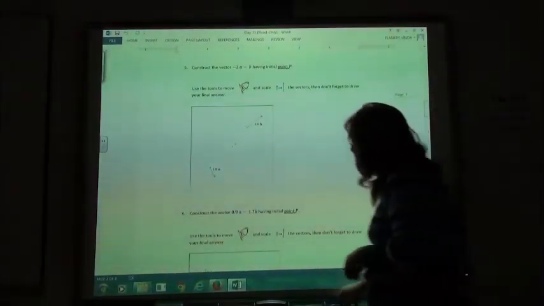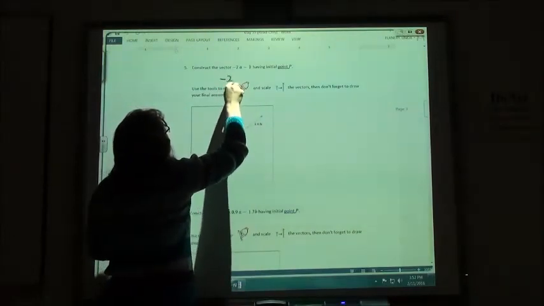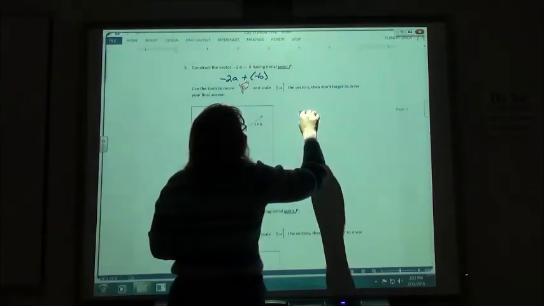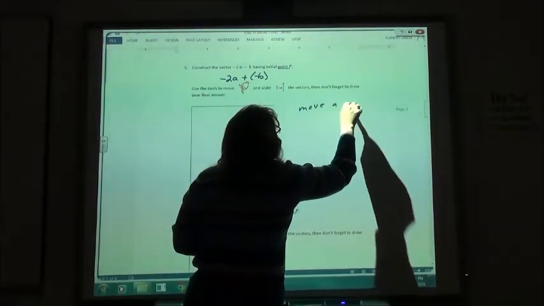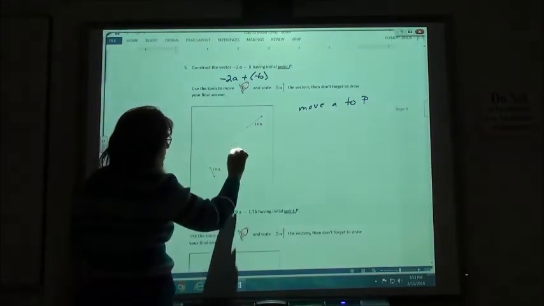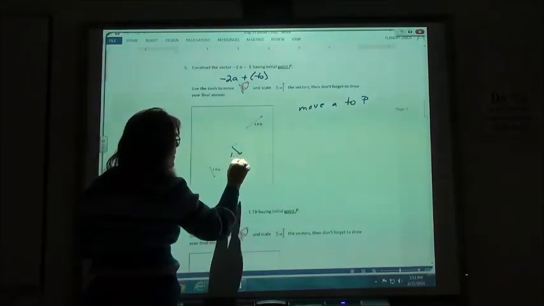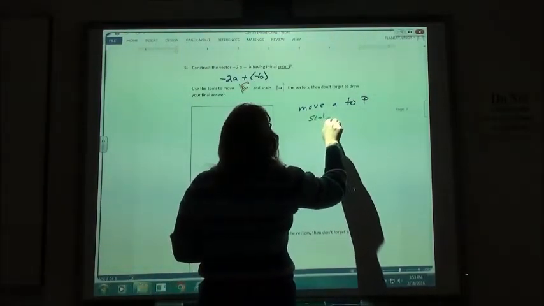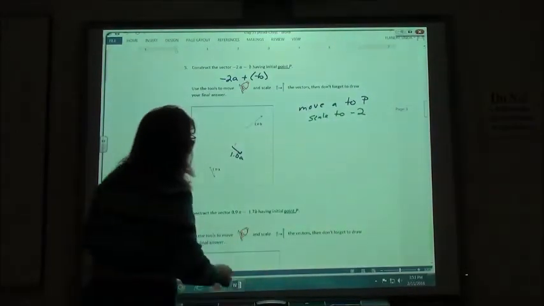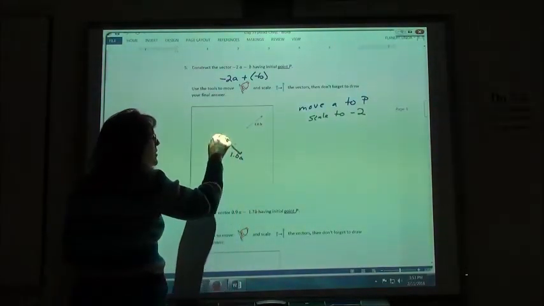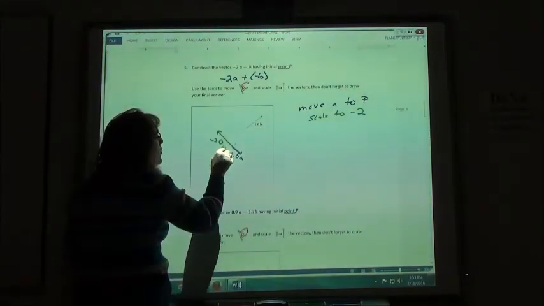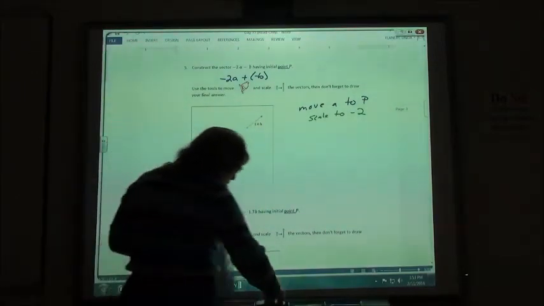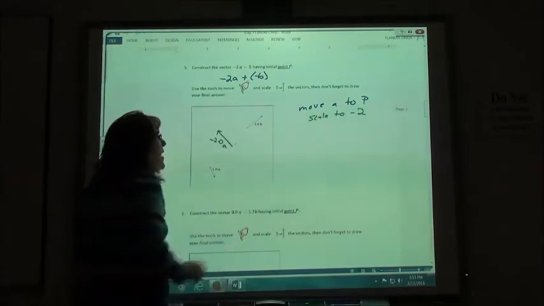So number 5. Again, I want to think of this as negative 2a plus a negative b. So I'm going to start, move A to P. It's going to start out and go like this. It's at 1.0a. However, I'm going to scale it to negative 2. So now I'm going to take it, push it backwards until it says negative 2.0a. This part down here is going to disappear. It's going to end up going in the opposite direction, negative 2.